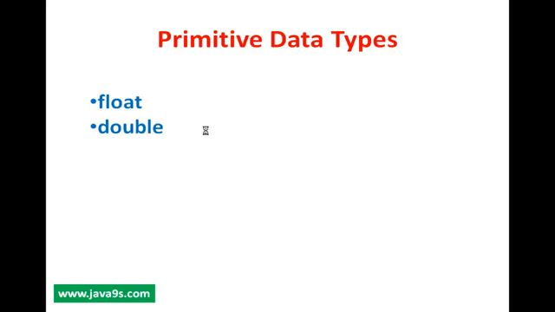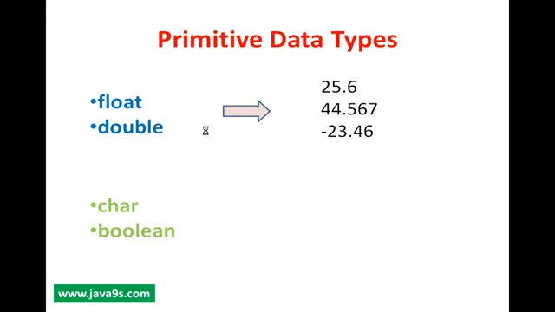The second set is float and double, which store numbers with decimal places, like 25.6, 44.567, and also negative numbers like minus 23.46. The last set is char, which is used to represent a single character, and char can also be used to represent Unicode. And boolean can only represent either true or false, so it is two.